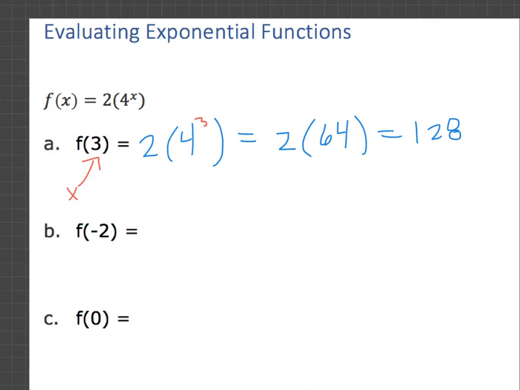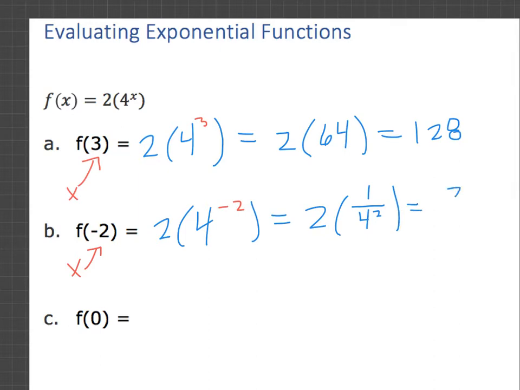All right, now let's take f of negative 2. So x is equal to negative 2. We're going to have 2 times 4 to the exponent of negative 2. Now we apply that negative 2 as an exponent to 4. Remember, a negative exponent means that we are taking the reciprocal of the 4, and then we have a positive exponent of 2. So we get 2 times 1 over 4 squared, or 16. Simplifying that, we end up with 1/8.